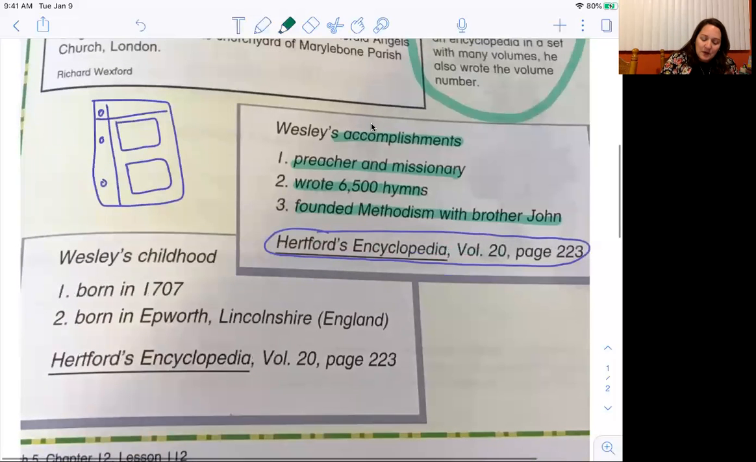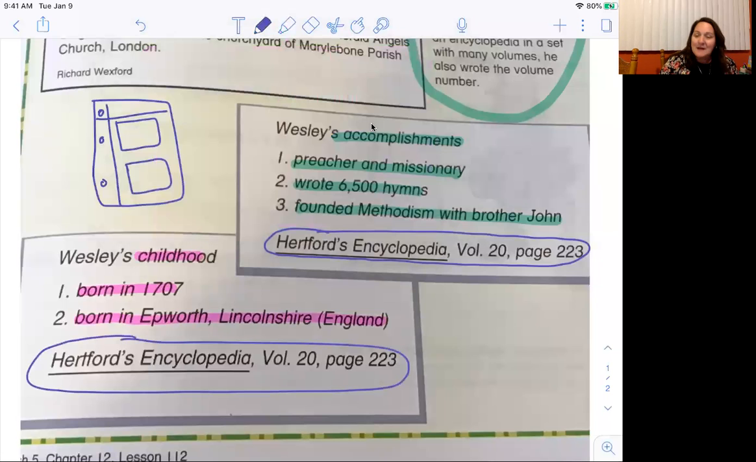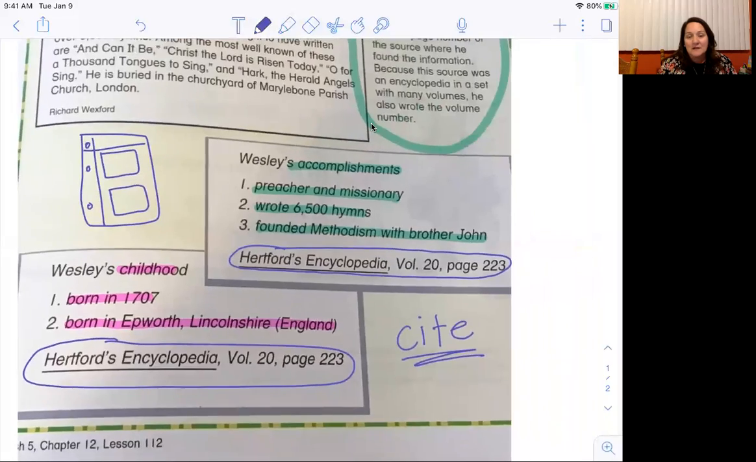Don't worry if you're confused. We're going to do this together. Okay, his childhood, he was born in 1707. He was born in Epworth, Lincolnshire, England. And they got this information from Hartford's Encyclopedia, same article, volume 20, page 223. It's important we know what page and where we got our information, because every piece of information we use, we have to go back and cite it. If we don't cite it, C-I-T-E, cite, the information, it's called plagiarism, and we don't want to take someone else's words and use them as our own, because that's just not a good practice to follow.